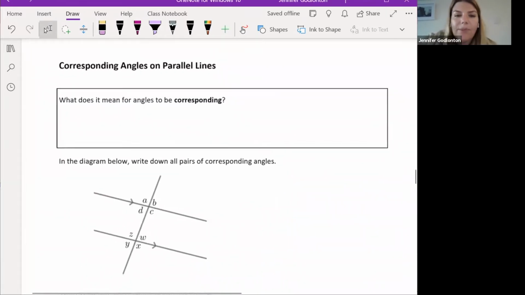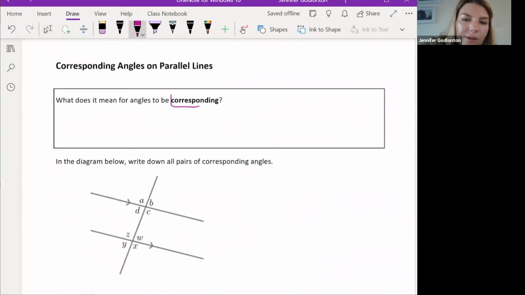Corresponding angles. So can someone answer what this means? What does it mean when angles are corresponding? You don't have to tell me mathematically what it means. Just, what does it mean when two things are corresponding to each other? Think about it as an English word. What does that mean? Oh, I've lost people. People's hands were up and then they were like, nope.